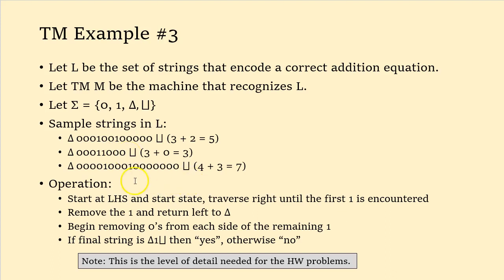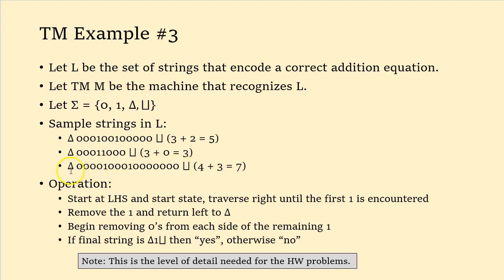Okay, so what's the operation? We start at the left-hand side of the string, and we traverse right until the first 1 is encountered, and then remove it. Now we can shift everybody left if we want to, or we can just keep a blank tape space. It doesn't really matter. We can have a special symbol for blank space if we want, but just remove it. And then what you can do is begin removing. Basically you're going to ask the question, are the numbers of zeros on the left of the remaining 1 equal to the numbers of zeros on the right of the remaining 1?